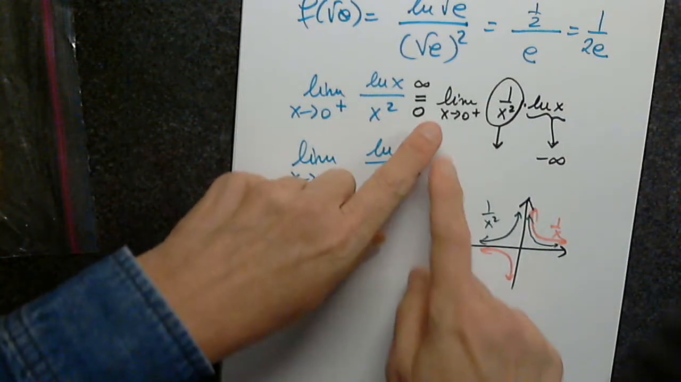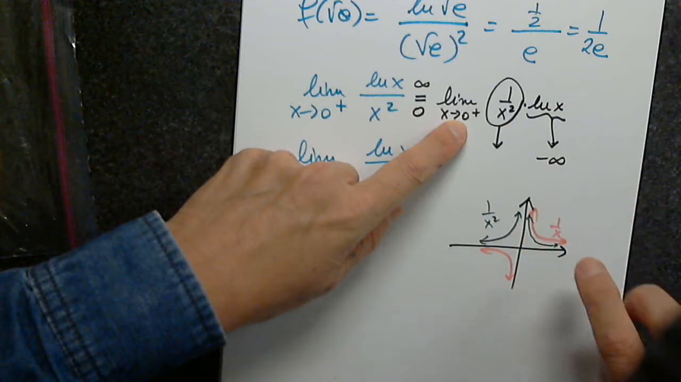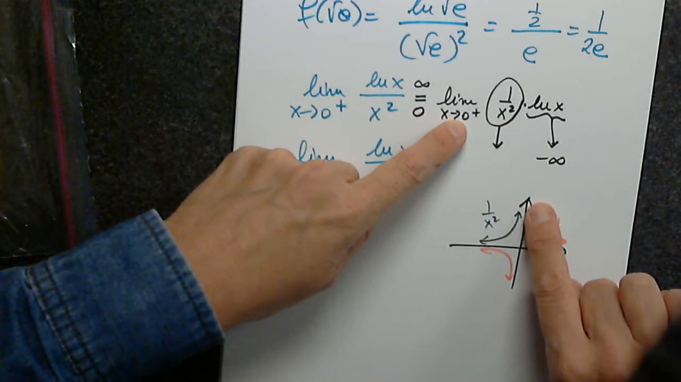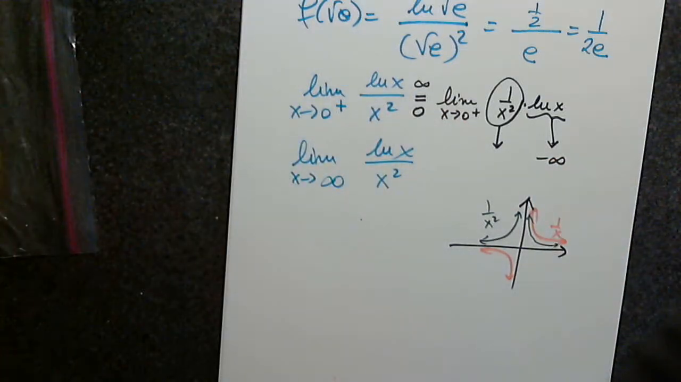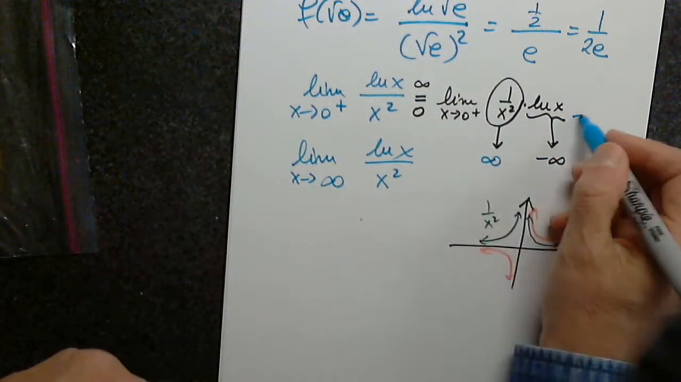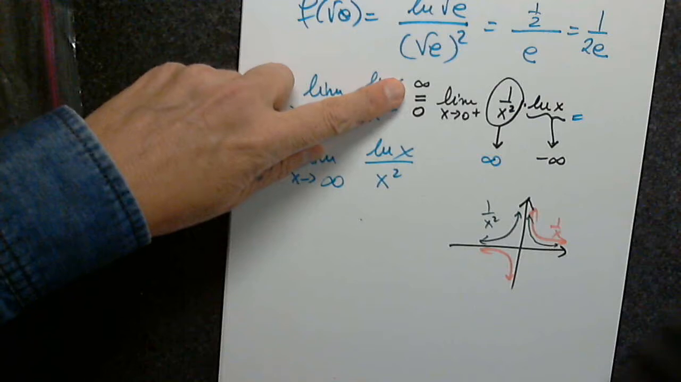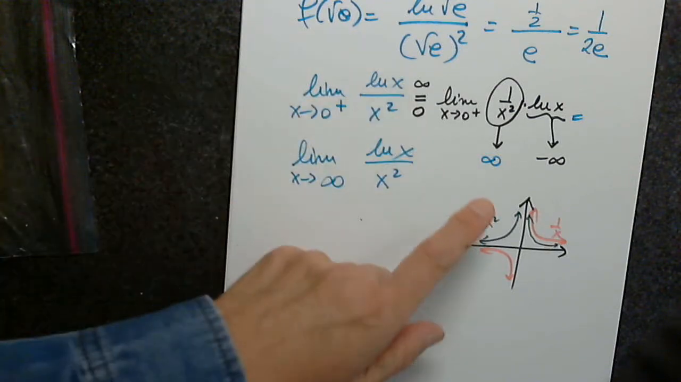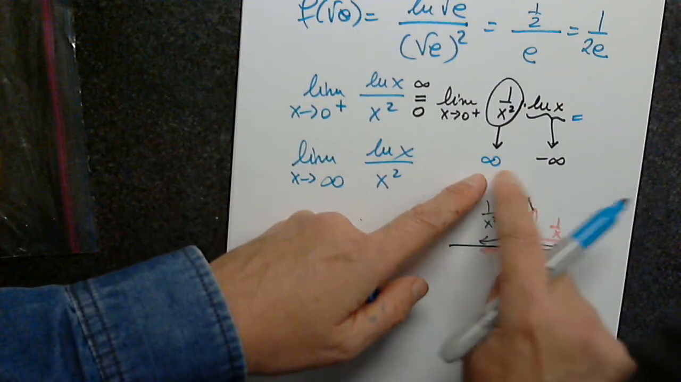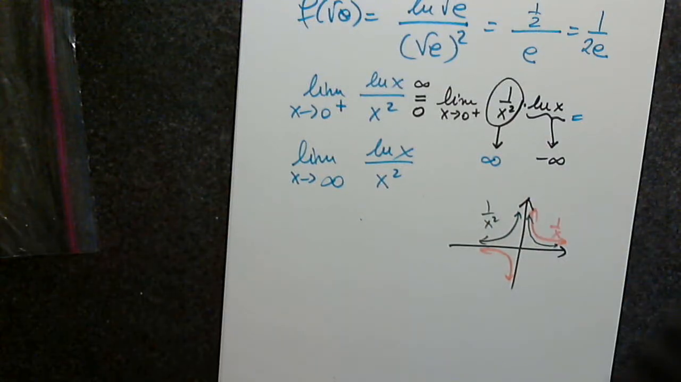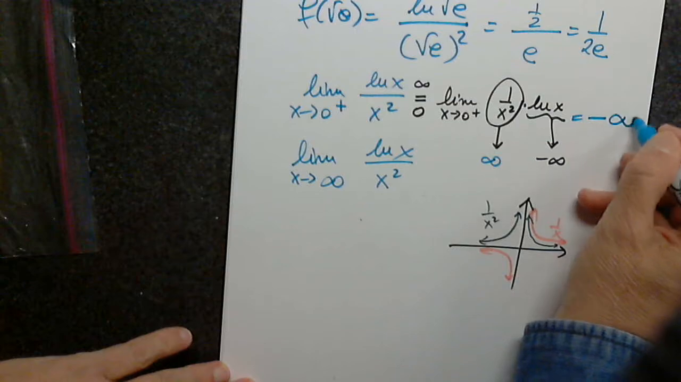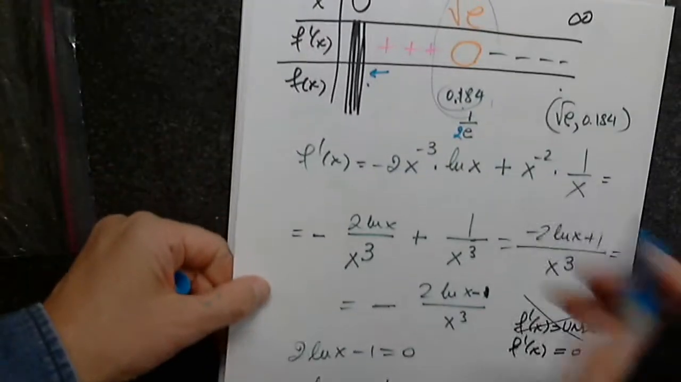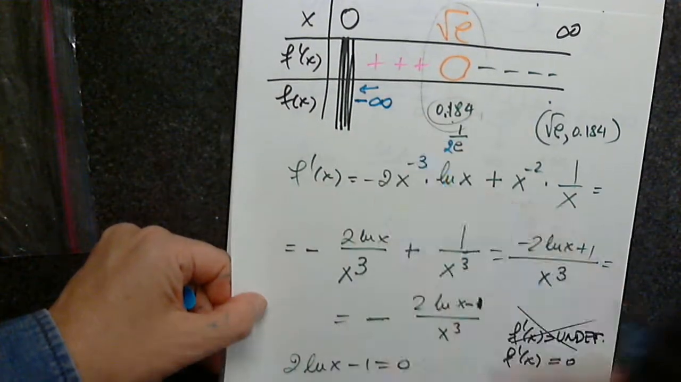So as x approaches 0 from the right, 1 over x squared approaches... Very good. And now, from something that was impossible, look what I have. Infinity times negative infinity. What is the answer? Negative infinity. So this is negative infinity.